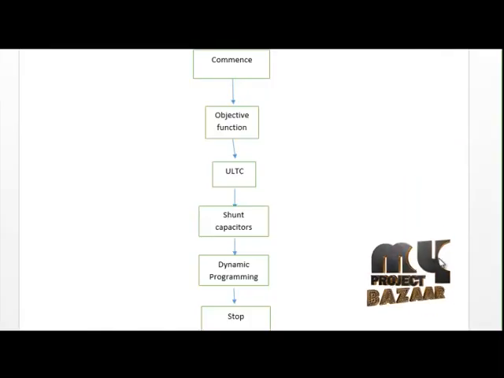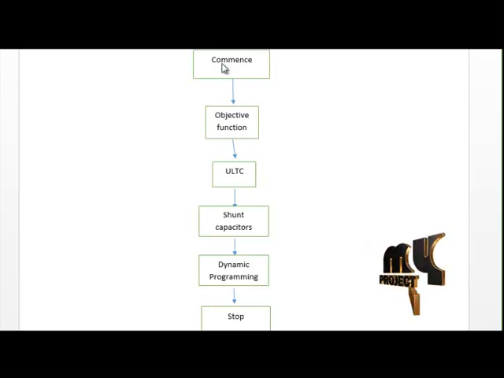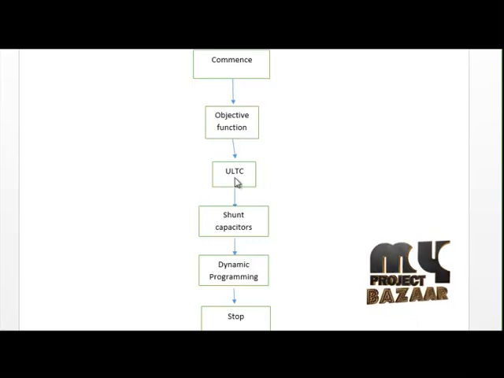This is the flow diagram for coordinated control of a DG and voltage control devices using a dynamic programming algorithm. First start the process, then next go to the objective functions. Here we choose the objective function for the maximization problem and also the optimization problem, and next we go to the ULTC, that is under load tap changer.